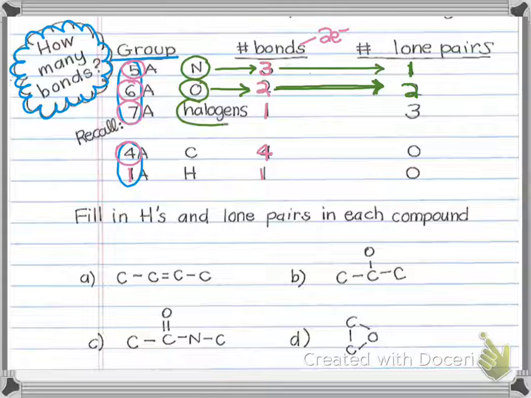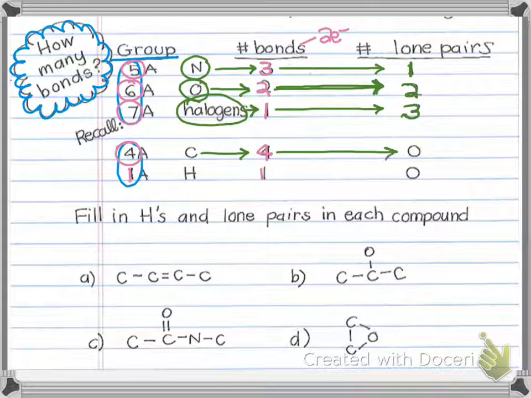The halogens in group 7A, we predict 1 bond, which would only represent 2 electrons. So to have 8 total, we would need 3 lone pairs. Carbon with 4 bonds would represent 8 electrons, so we predict it has no lone pairs, and hydrogen will never have a lone pair.